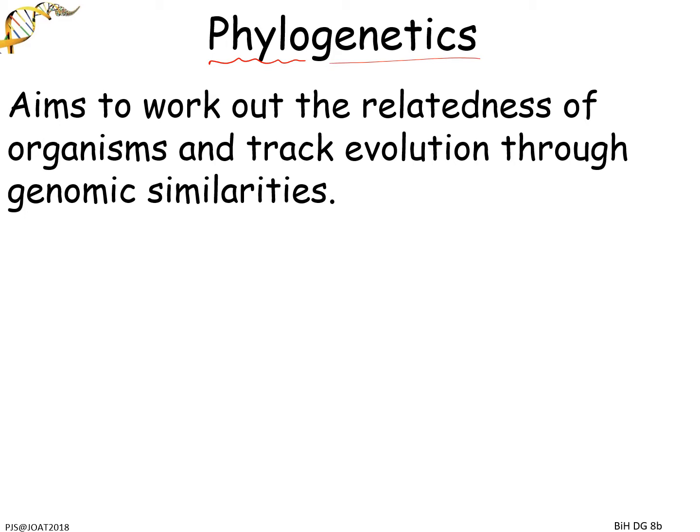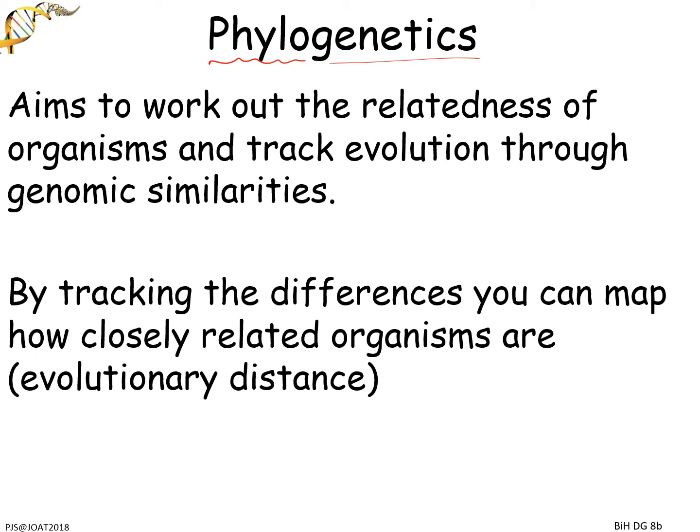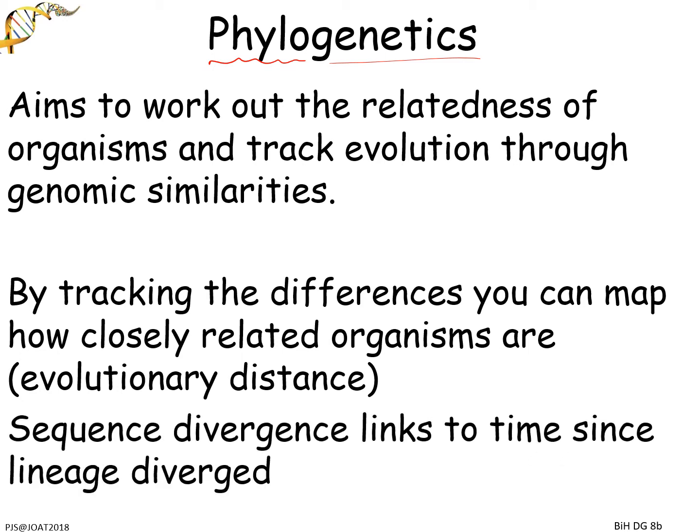So what you're trying to do is work out how related you are by looking at how similar you are in your genetics. By doing that, you can work out how closely related an organism is to another one. So this would be an evolutionary distance. And then on top of that, you can look to see when things changed to work out how far back that link was. When did you split off in a particular lineage?